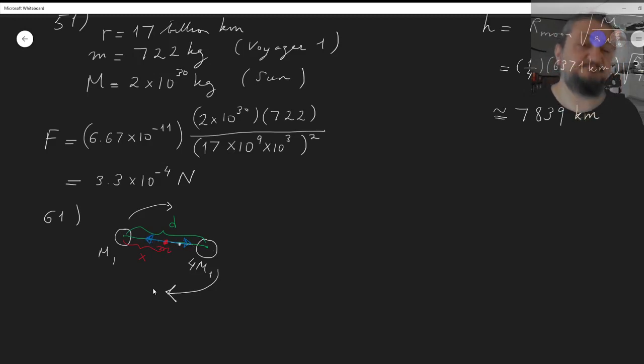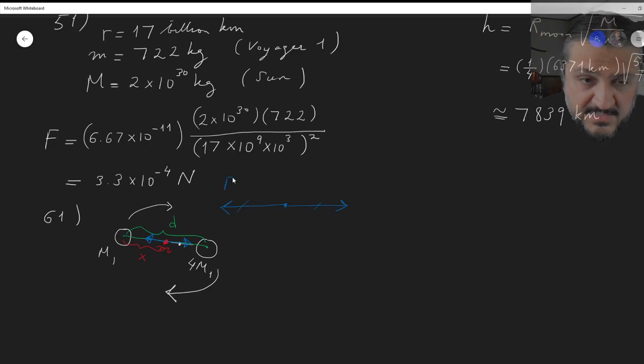Okay, if these forces are equal, that's what they're asking here, that's the point where the net gravitational field due to the two stars is 0. All right, so let's find it. So let me just replicate what I did here. We have a mass, and we have the two forces equal to each other.